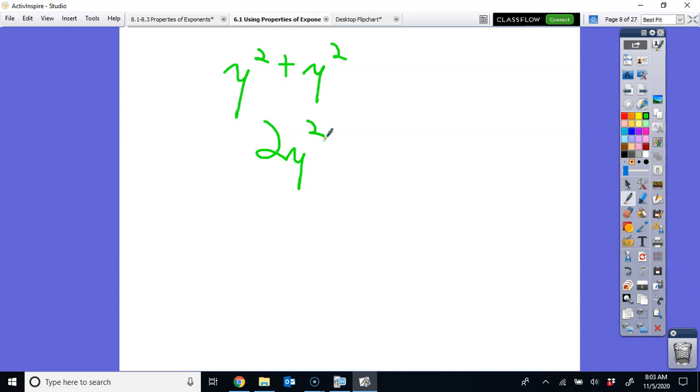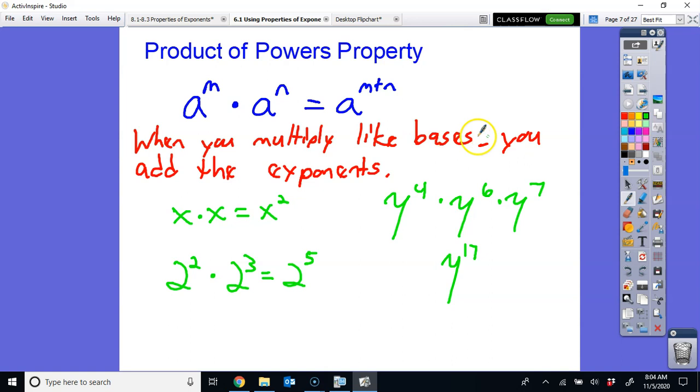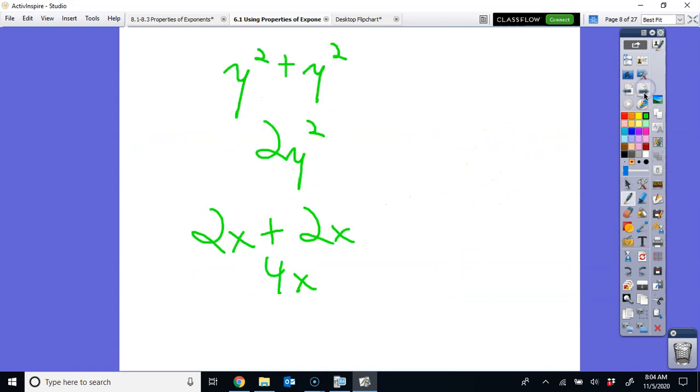So be careful, because you have got to remember, we've already done this. We've already done things like 2x plus 2x is 4x, not 2x squared. So don't confuse these new things that we're talking about with multiplying with exponents with things that we've already done with collecting like terms. You've got to understand these properties are talking about when you multiply like bases right here. So that's the first property.